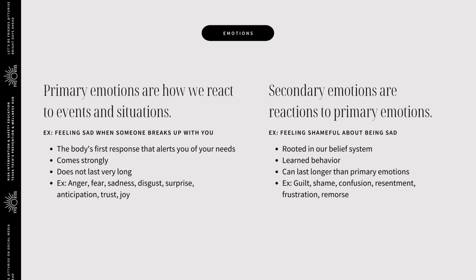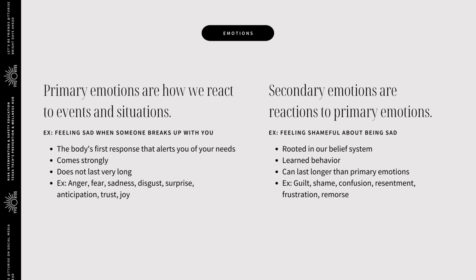There's two main types of emotions here. There's going to be primary emotions and secondary emotions. Primary emotions are how we react to events and situations. This is going to be feeling sad when somebody breaks up with you. This is going to be your body's first response that alerts you of your needs. It comes on strongly, it comes on quick, doesn't typically last very long, and those are those big emotions that we do typically know how to identify. Anger, fear, sadness, disgust, surprise, anticipation, trust, or joy.